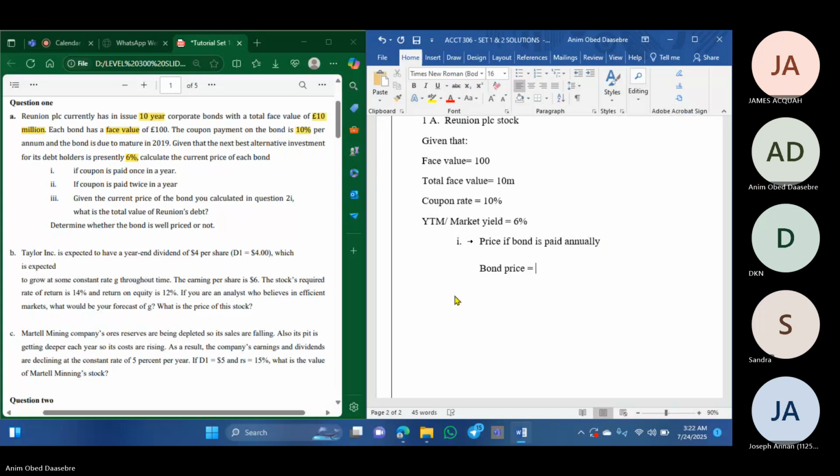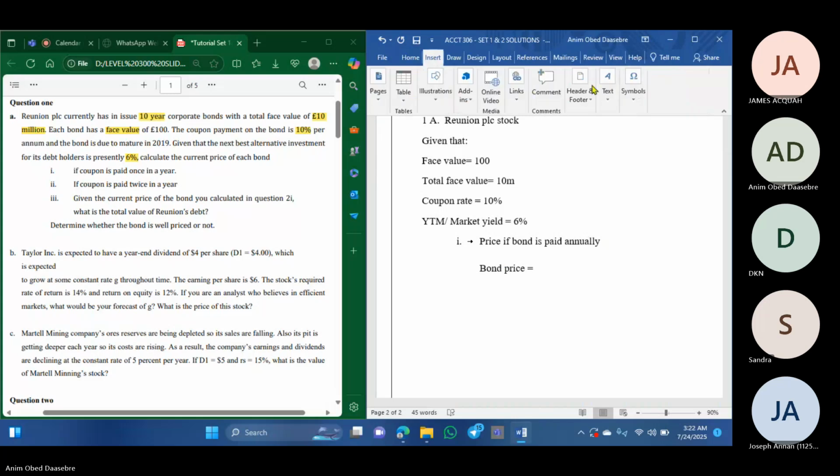Hello. Hello. Hi. Yeah, please, the formula for finding the bond price.